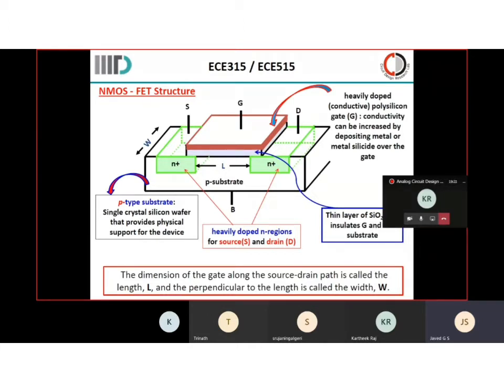On top of it, you would do a heavily doped or conductive polysilicon gate or a metal gate. This can be understood as increasing the conductivity of the material, either by depositing metal in it or by using a better high-K dielectric. The dimension of the gate along the source path is called the length. That is very important. Along the perpendicular to the length is the width. So the W by L of the channel that you describe is this particular portion.